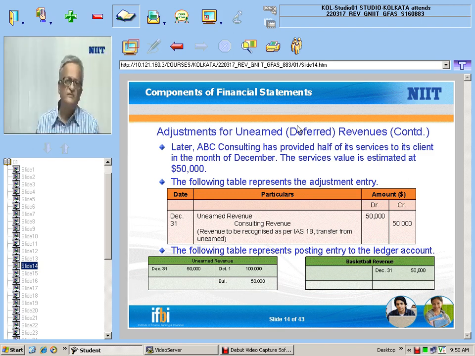So what have we learned? Whenever money is received in advance, that money has to be kept in a liability account called unearned revenue. As and when the goods are sold or the services provided, only then can you credit your revenue account. Debit the liability account, unearned revenue, and credit the revenue account to the extent of the goods or services provided. So what is this concept? This is the deferral concept.